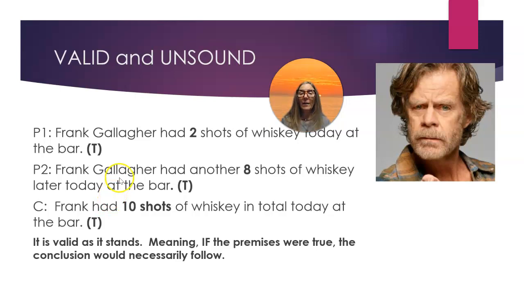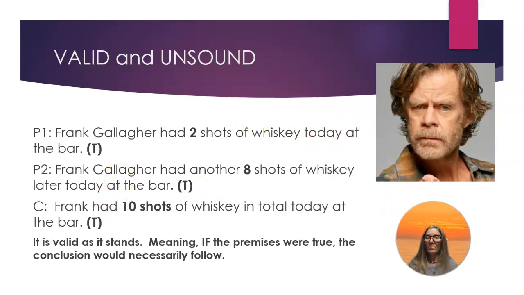I've made it valid. Does that mean that it's sound? You don't know until I tell you the truth value. If I tell you that one of those premises is actually false, the argument is still valid, but it's what? It's unsound.